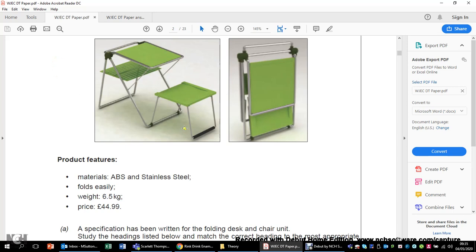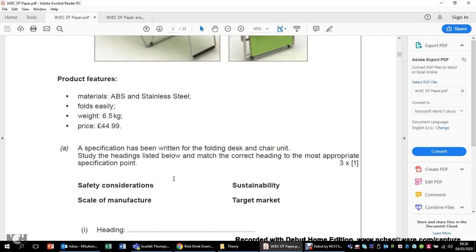Stainless steel, in its name, stainless steel is absolutely crucial because it is stainless. So really, really important there to have that stainless steel as part of the thing, because especially if it's going out into the outdoors, which I imagine this is, you're going to need to be able to resist any kind of corrosion from moisture. Folds easily, weighs 6.5 kilograms, and is priced at just a penny under £45. So all fairly straightforward. Then it goes, a specification has been written for the folding desk and chair unit. Study the headings listed below and match the correct heading to the most appropriate specification point.